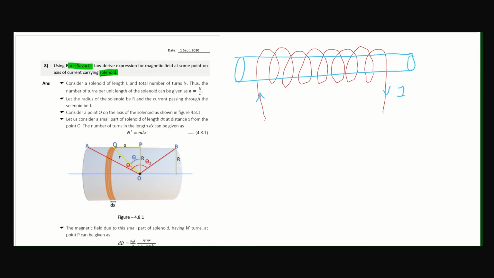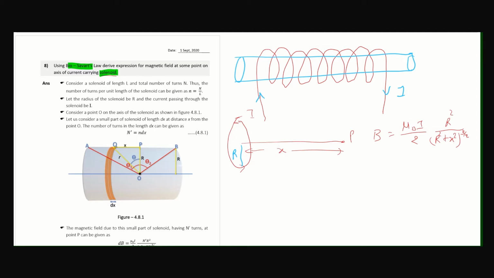So how do we determine the magnetic field due to a current carrying ring? We know that if this is how we have current passing through the ring, then at some point P, which is at distance x, we can write the magnetic field as mu 0 I by 2, r square upon r square plus x square raised to 3 by 2. What is r here? R is the radius of the ring.